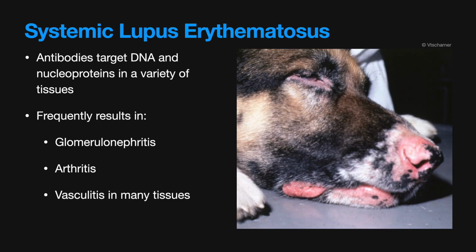Systemic lupus erythematosus is a condition where antibodies target DNA and nucleoproteins in a variety of tissues. Common outcomes of this condition include glomerulonephritis, arthritis, and vasculitis around the body.